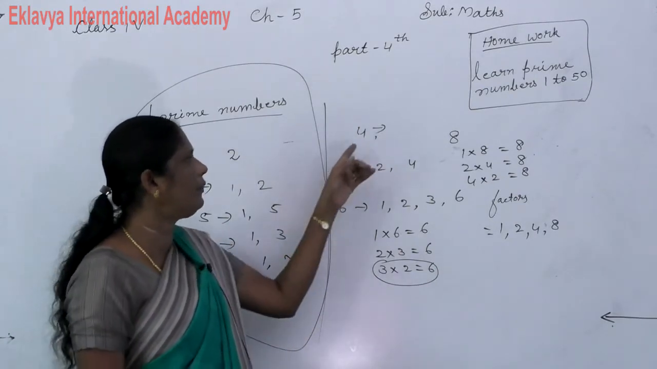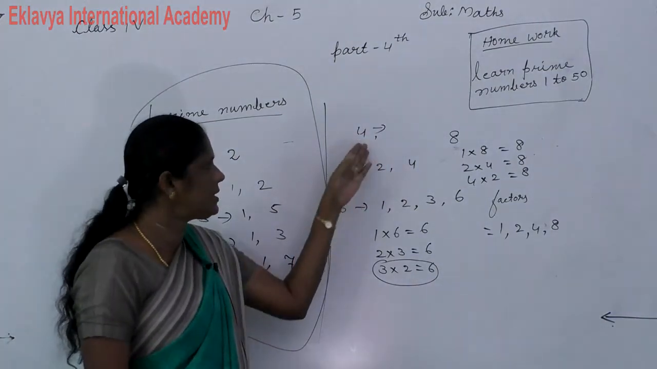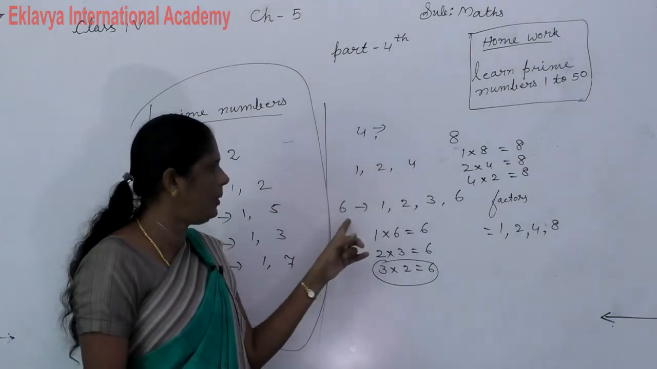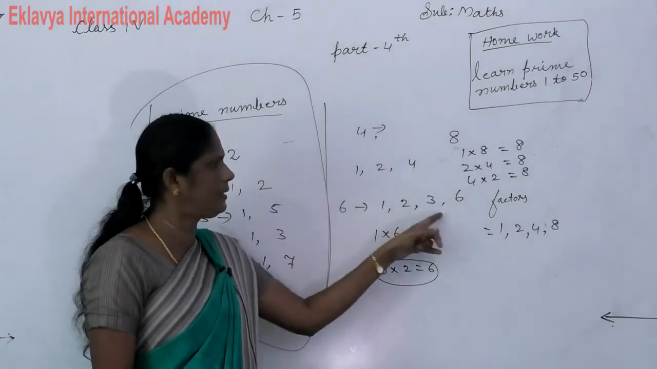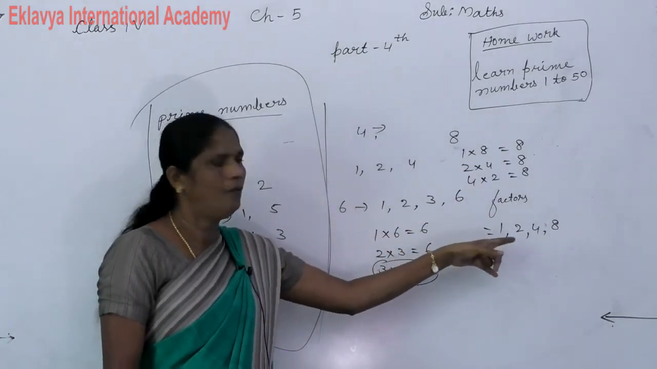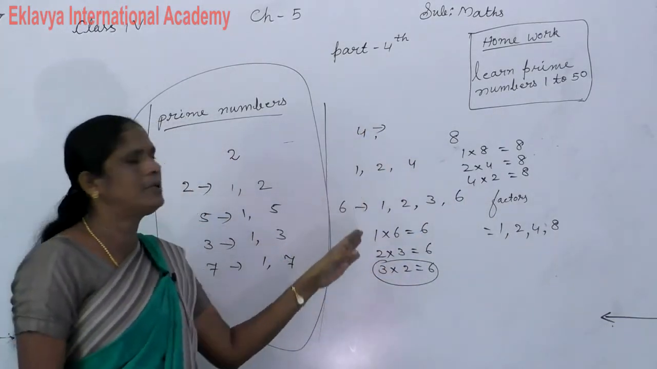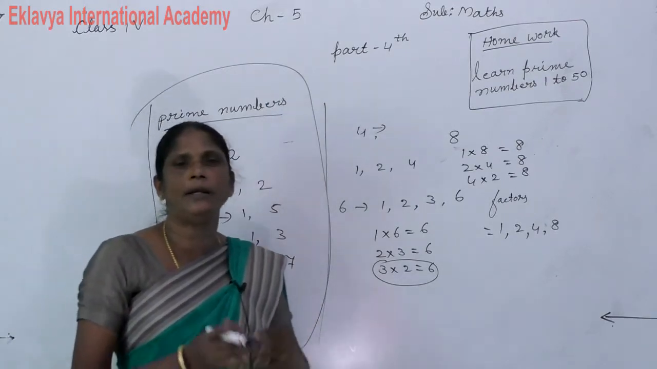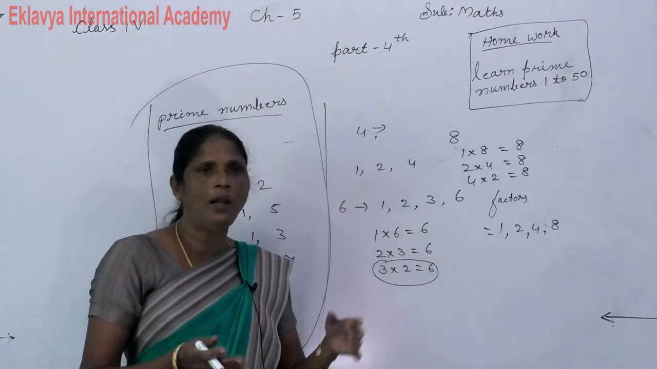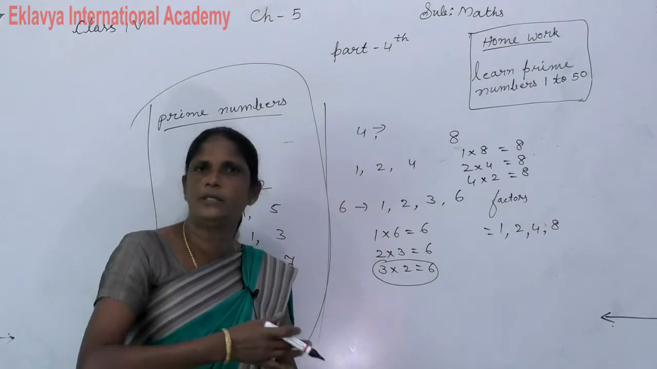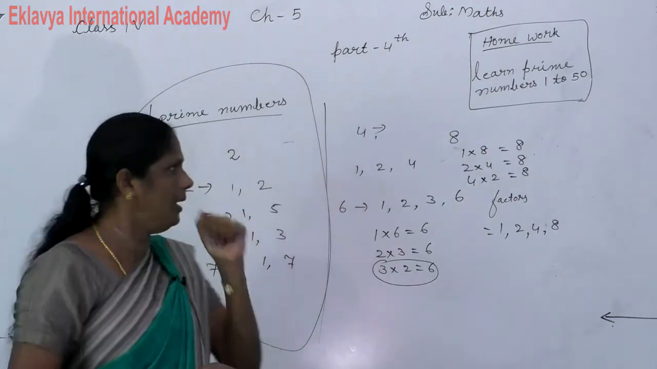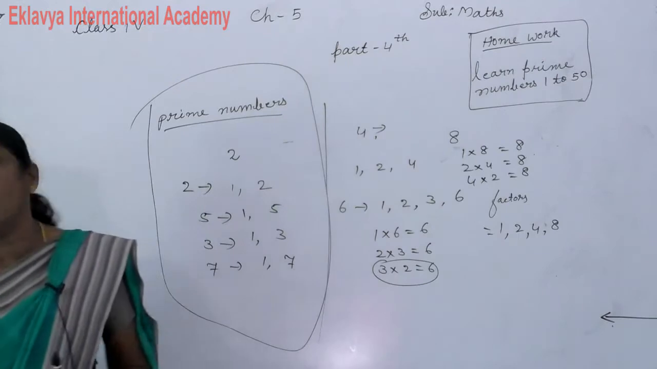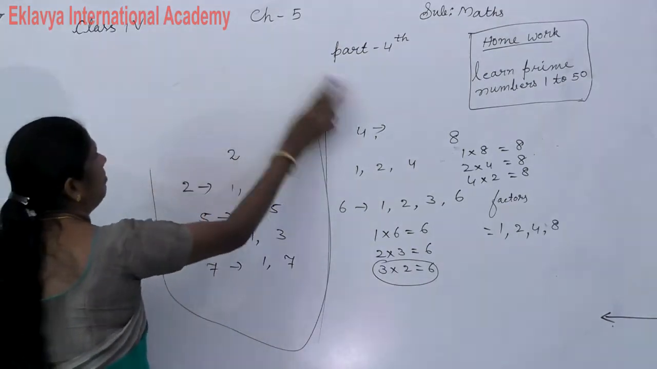Now here, 4: how many factors in 4? 3 factors. How many factors in 6? 4 factors. How many factors in 8? 4 factors. Then 4, 6, 8, 9, 10, 12, 14, 15, these are composite numbers. Then how to find the composite numbers?